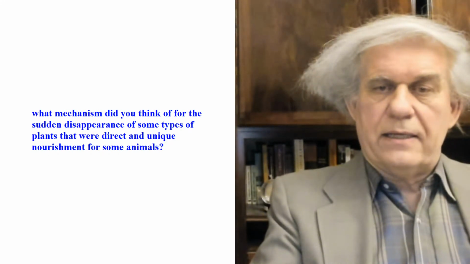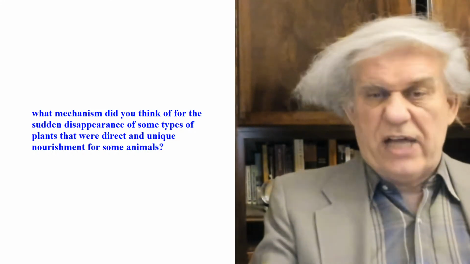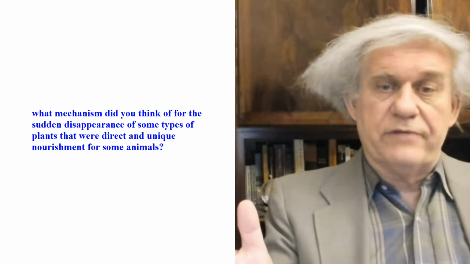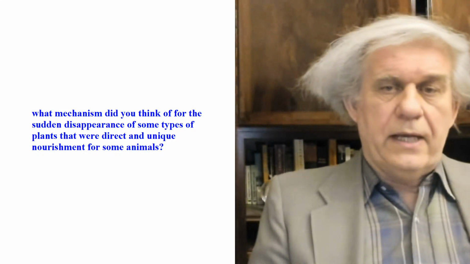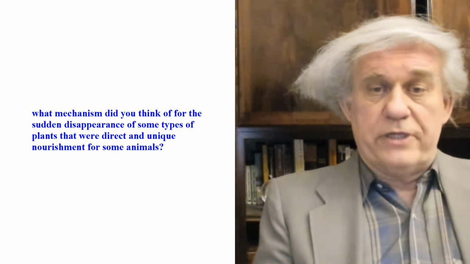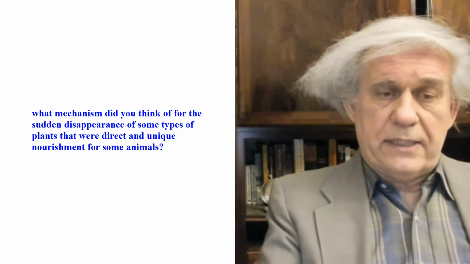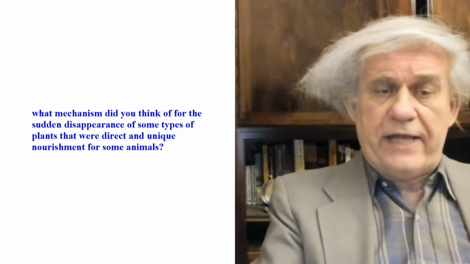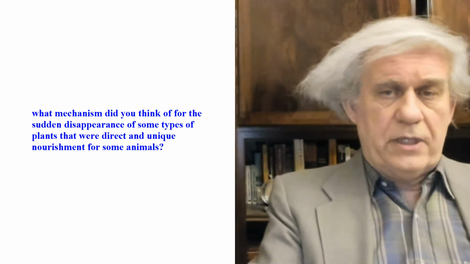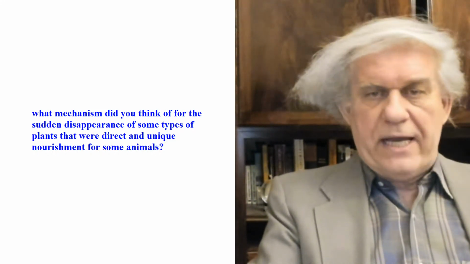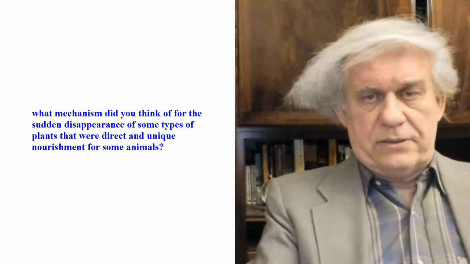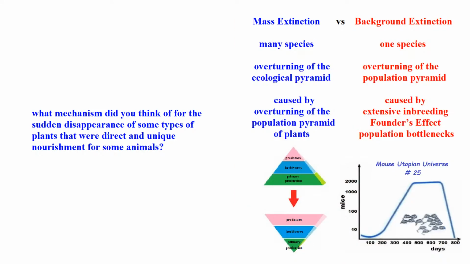Remember, the theory is that we had an ecological collapse, essentially the overturning of the ecological pyramid. And what disappears is primary production. That's what he's referring to here. Let me start by clarifying this. We want to distinguish background extinction from mass extinction. Two different mechanisms, according to this channel. Mass extinction: many species. Background extinction: one species disappears.